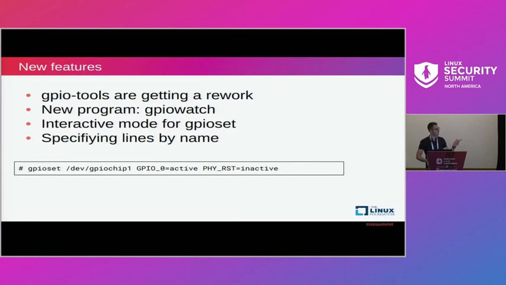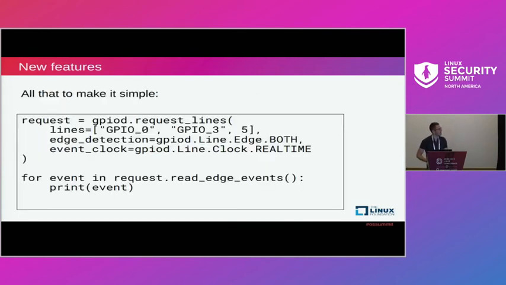We will be able to specify lines by name because we have this program for finding the names, but you would have to find the names and then put them in some kind of variables and then pass them over to libgpiod or any program that refers to them by numbers by default. So you have to translate names to numbers. Now all the programs will be able to refer to lines by their names.